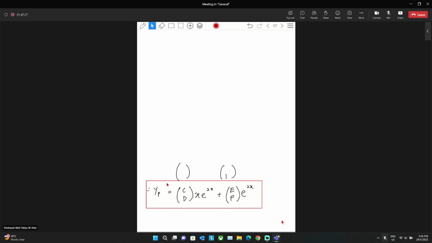Here we have YP, so YP prime. Okay, class, look at the equation here. For EF here, it is a very simple exponential. But for this part, you need to use product rule, or integration by parts?